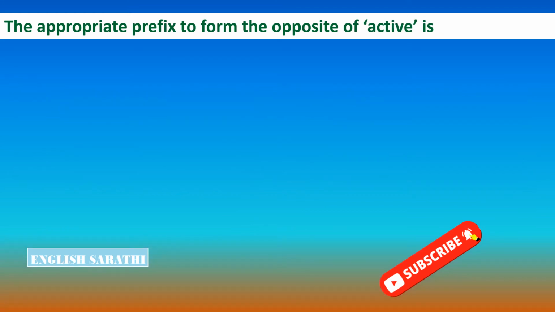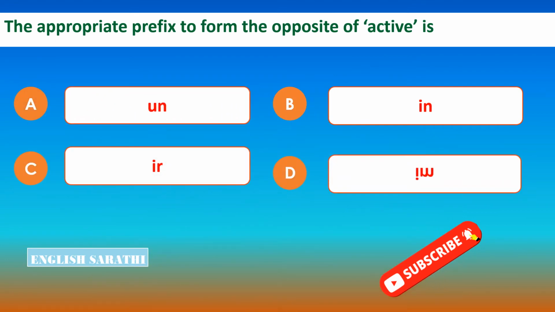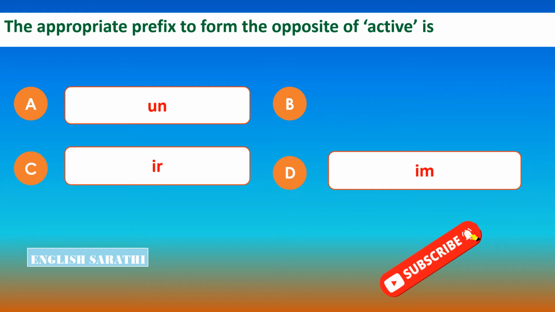The appropriate prefix to form the opposite of active is. Look at the following options. Option A, un. Option B, in. Option C, ill. Option D, im. The right answer is option B, inactive.